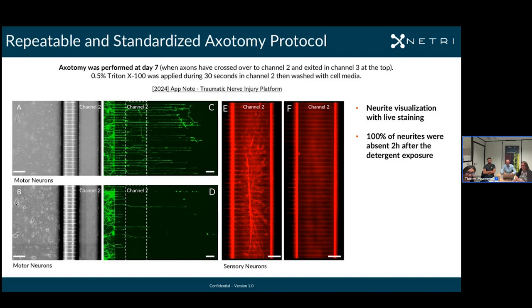We tested different live stainings, either with calcein or another red dye that will allow us to see the axons or the lack of axons by imaging, better than in bright field. This is an example with the sensory neurons before and after the axotomy protocol. And we show that 100% of the axons were absent 2 hours after the detergent exposure on both cell types.